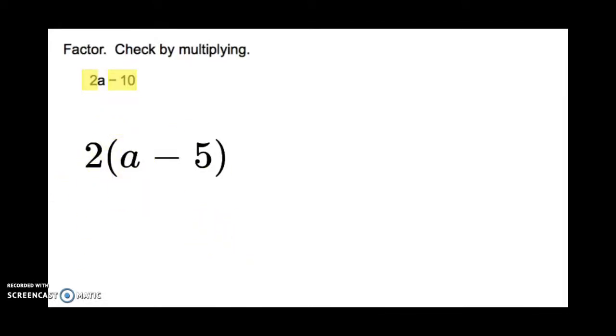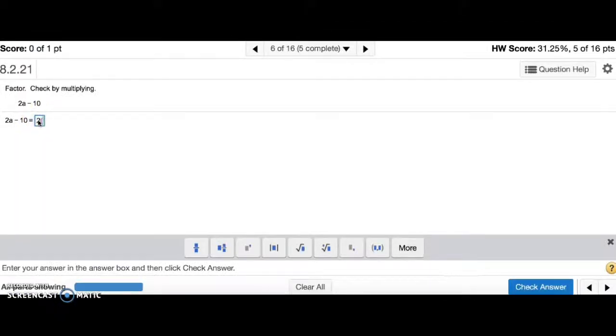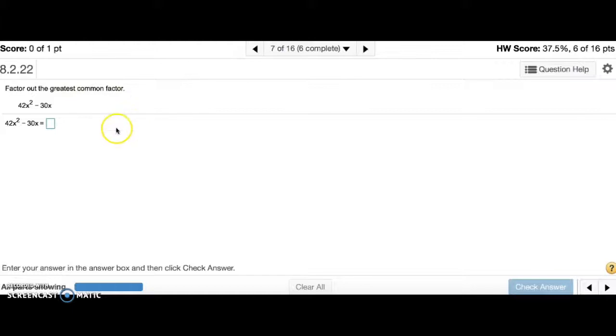And I could check my answer by distributing. So distribute the 2 and a, I get 2a. 2 times negative 5 is negative 10, so it checks. So let's type it in. So typing it in, I have 2 parentheses a minus 5 parentheses. That's number 6. Number 7, we are factoring out the greatest common factor.